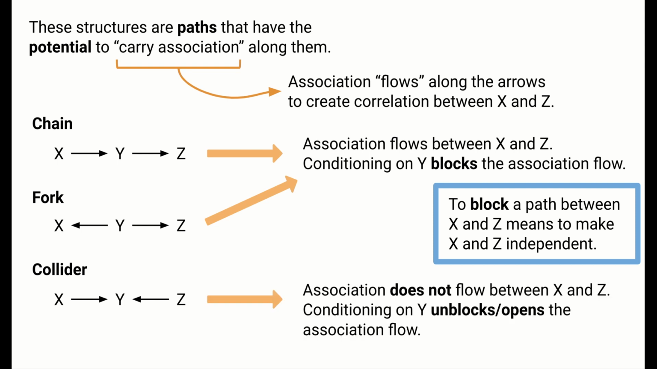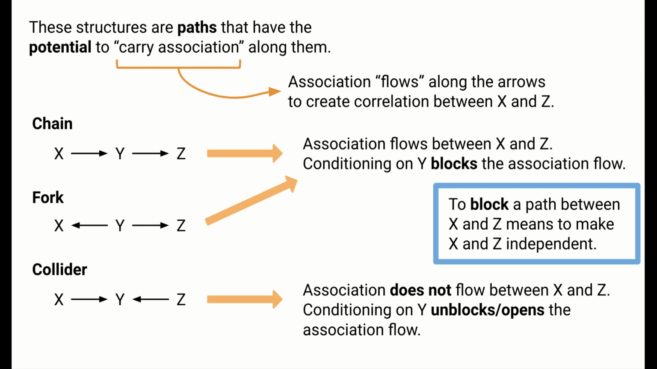The collider, however, does not carry association from x to z. The collision node y naturally blocks the flow of association. However, when y is conditioned on, association is carried through. X and z become conditionally dependent. This is often described as y unblocking or opening the association flow.